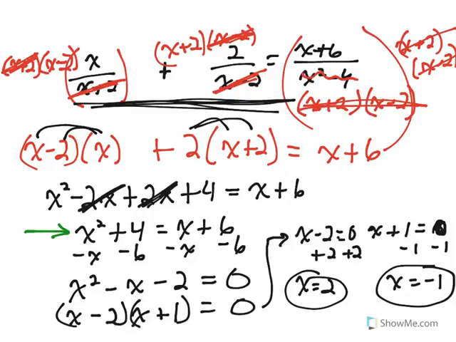I'm sorry, in this case, when I replace x minus 2 with 2, I get 0, and that's undefined. So we throw out the x equals 2, and we have a single solution of x equals negative 1.